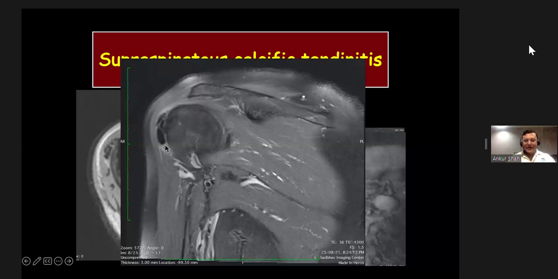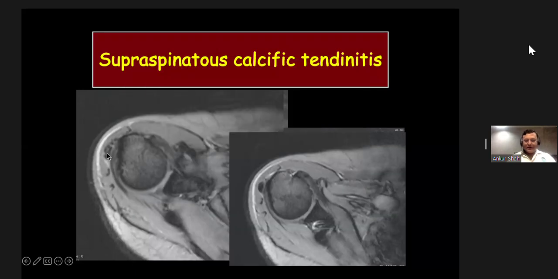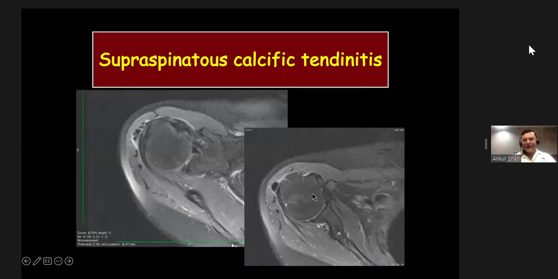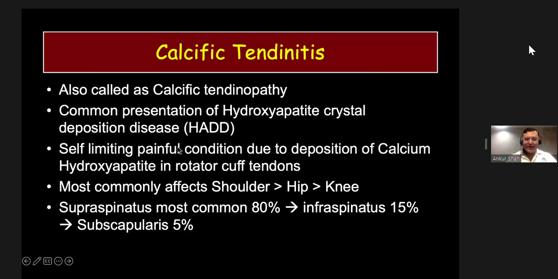Here the areas are a little larger, but they can be very subtle, like in this case, and you need to look carefully to identify those subtle areas of calcification within the supraspinatus or infraspinatus tendon. That is the supraspinatus calcific tendinitis. It is also known as calcific tendinopathy.